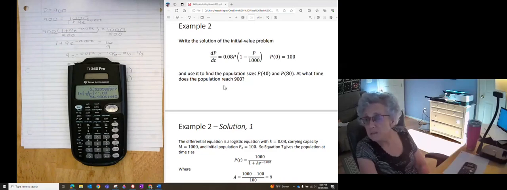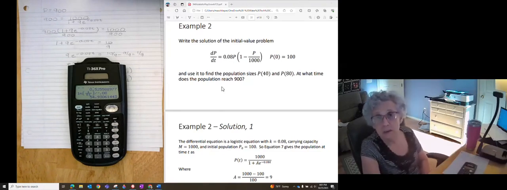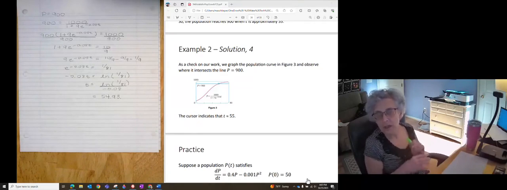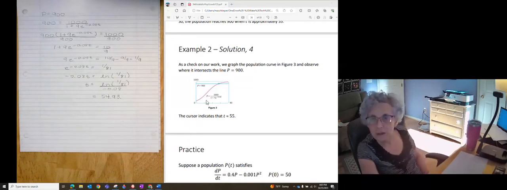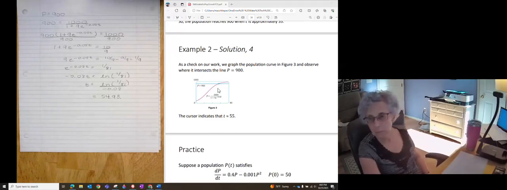It doesn't tell us what units. So 54.93 units of time. And we have a pretty picture, and it shows us where the function crosses the line, population equals 900.